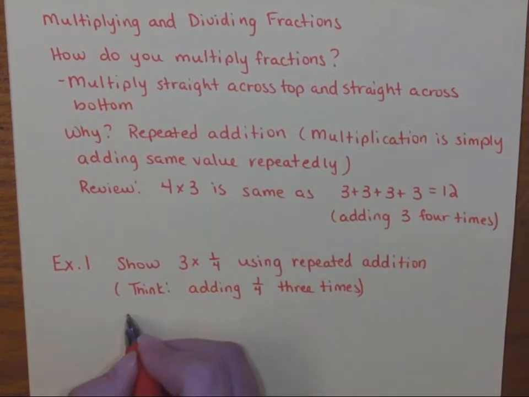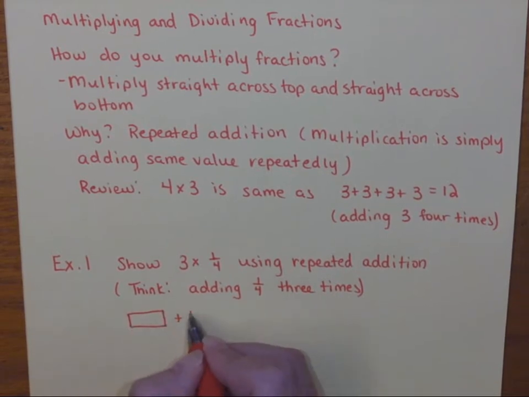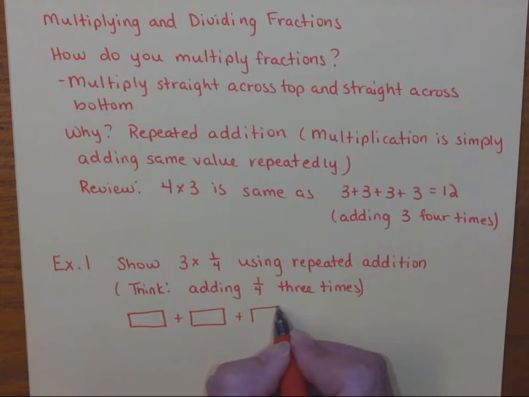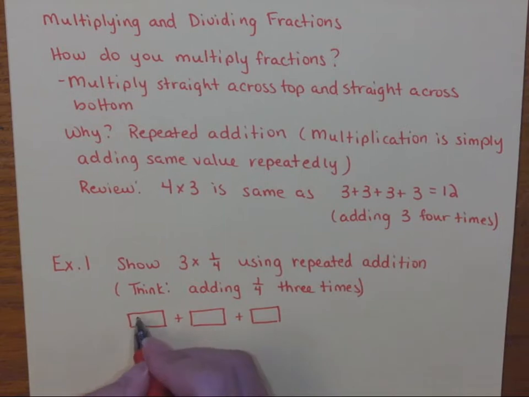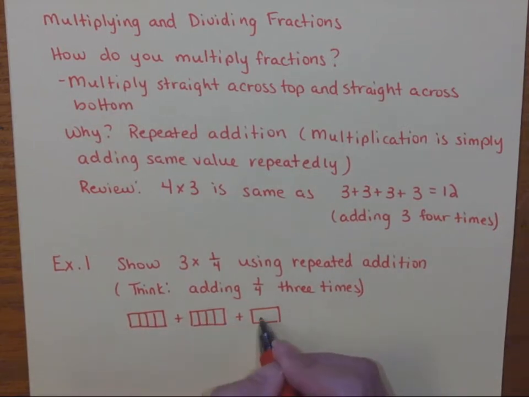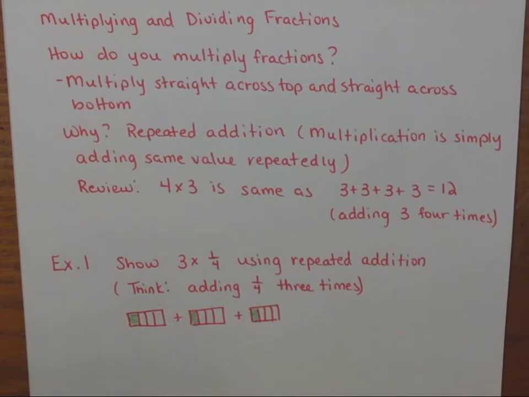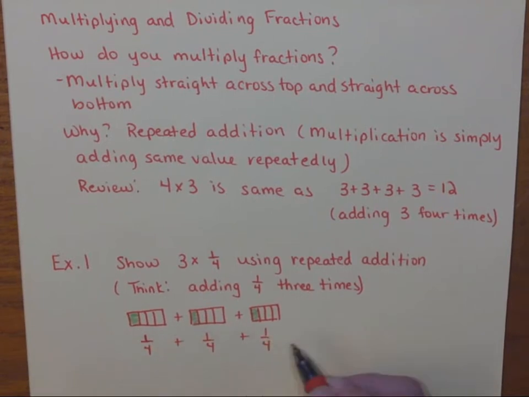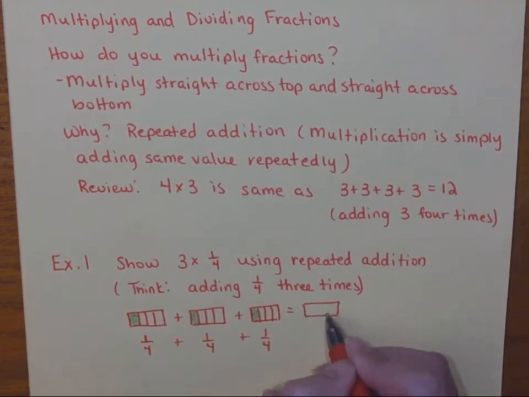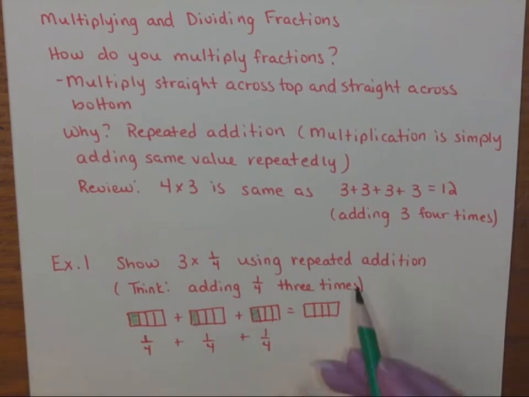Okay, so if we're going to use our area model, you're literally going to show 3 different pieces that are each of 1/4 in size. So we have a 1/4 here, here, and here. So we literally have a 1/4 of this whole plus a 1/4 of this whole plus a 1/4 of the last whole, and if we combine those all together we get 3 of them, of course. So the answer would be 3/4.